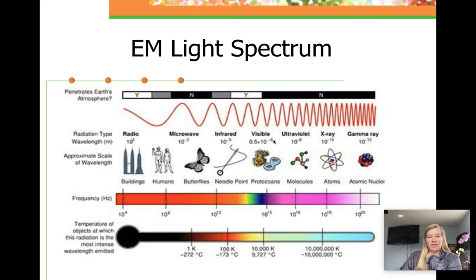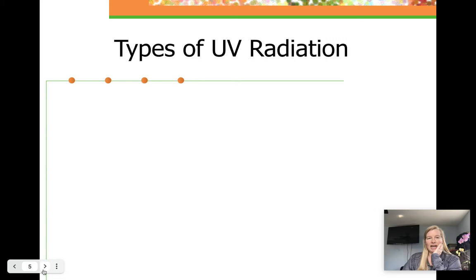And then above the visible, so the visible spectrum, red, orange, yellow, green, blue, indigo, violet. Above the visible is violet, hence the name ultraviolet. This has more energy. This is what's going to cause like sunburn and things like that. Ultraviolet, you'll notice it's kind of a whole range here. It's not just one little narrow section. So ultraviolet actually is broken into 3 different categories.